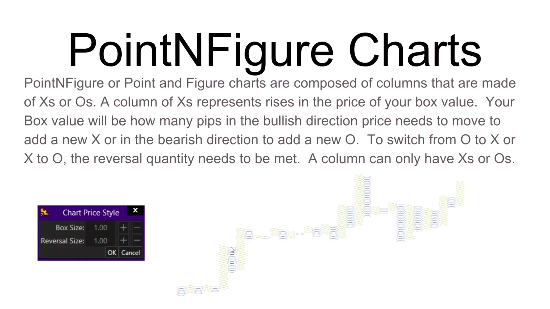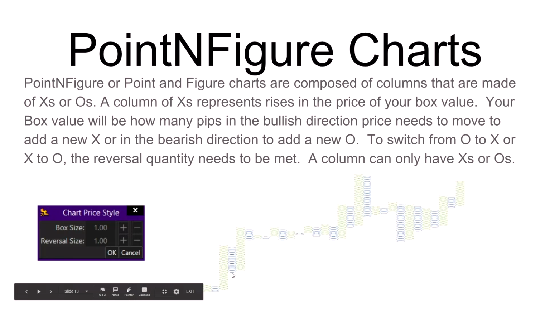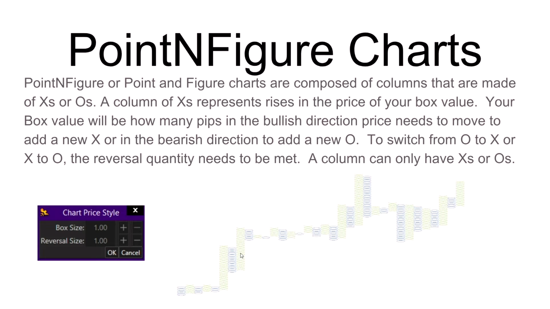Then once the market goes against us for 4 pips, we'll start that new column and add an O. After that, every pip down it moves, since we're now on a new box size, we'll add a new O. Then once again, once we get that 4 pip reversal, we'll add an X, and for every pip up it moves, we'll have an X on that new column. The thing with point and figure charts is you can never have an X and an O in the same column. So the reversal size will determine how tall those columns can get.